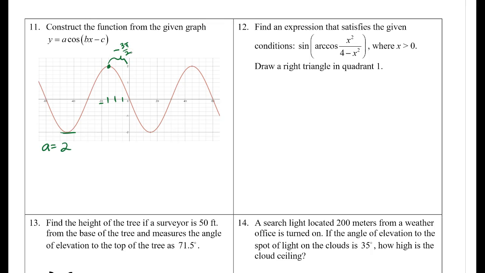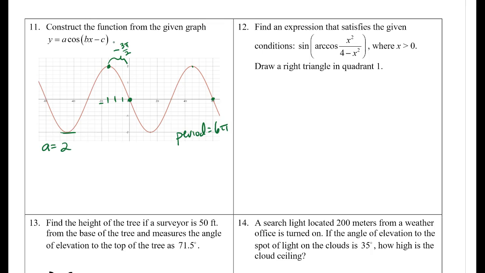And then the other thing we need is a full period. So I just count any full period, it doesn't matter. We could go from the top here to the next top, or I can go from 0 to the next time it hits 0 on a full revolution, which is here. So it looks like my period is 6 pi. Those two things are going to be very helpful for finding this bx minus c.